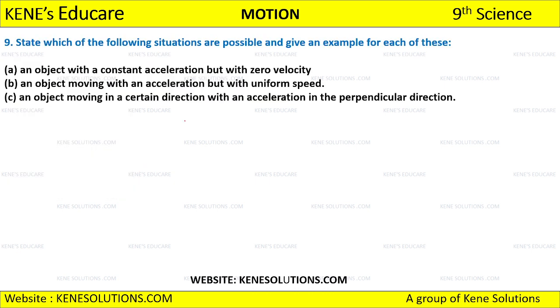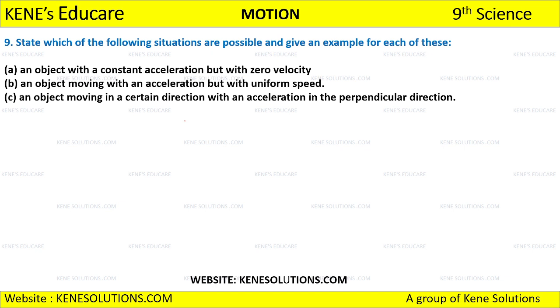Then for 9th one, state which of the following situations are possible and give example for this. An object with a constant acceleration but zero velocity. So yes, it is possible. Like suppose an object thrown up into the air. It has constant acceleration due to gravity acting on it, right? But however, it is going to reach its maximum height, and its velocity in that case will be zero itself.